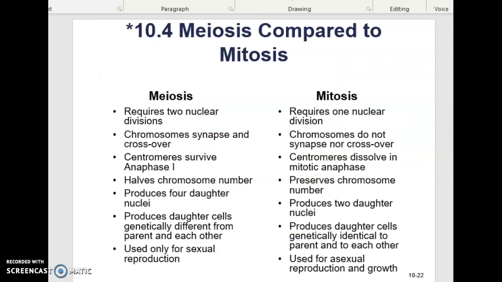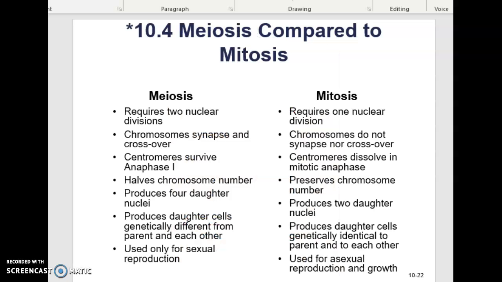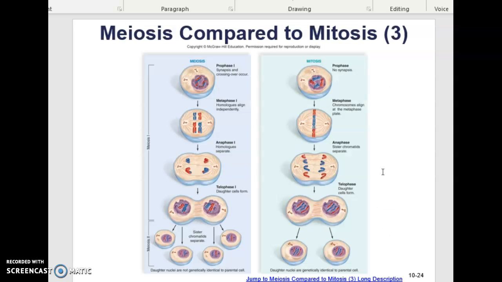Okay, and there's a whole bunch of slides here to show you in different ways. This one right here is pretty interesting because it's going to put meiosis and mitosis side by side so you can see some of the differences. Like in this one, centromeres survive anaphase 1. They don't dissolve in anaphase 1. Remember, centromeres don't dissolve until anaphase 2, whereas in mitosis, centromeres dissolve in the only anaphase there is. But anyway, you can go through each one of those differences. That'll be something to look for on the test.